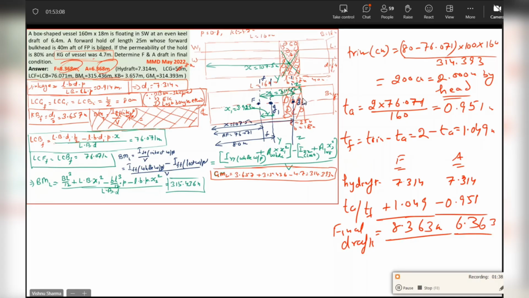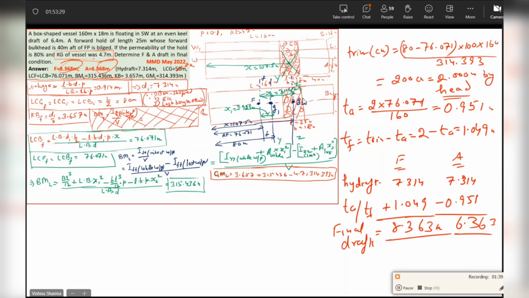Okay. So guys, with this MMD question done, does it give you confidence to be able to handle this type of question at least? What can they do? One thing they can do is keep shifting the compartment along the length, right from the forward end to the after end. They can place it wherever they want.